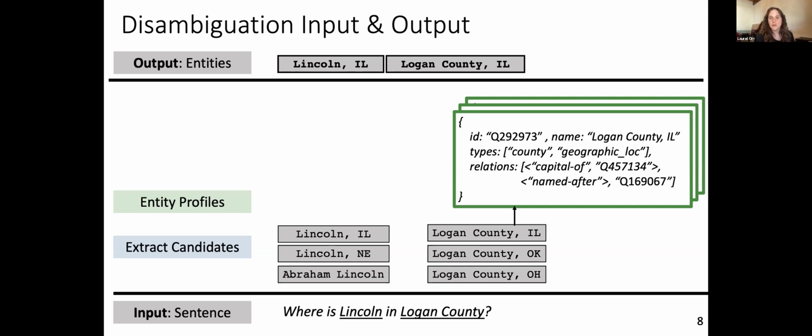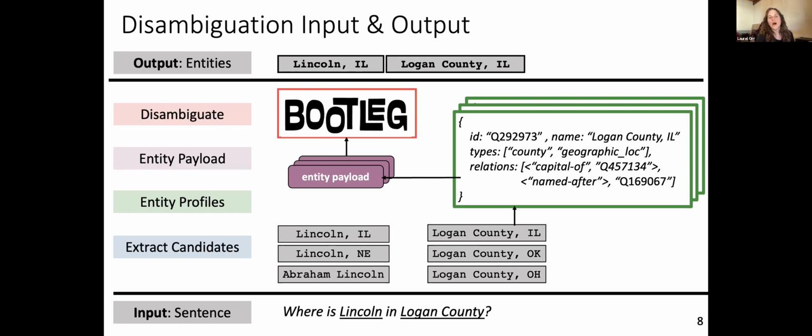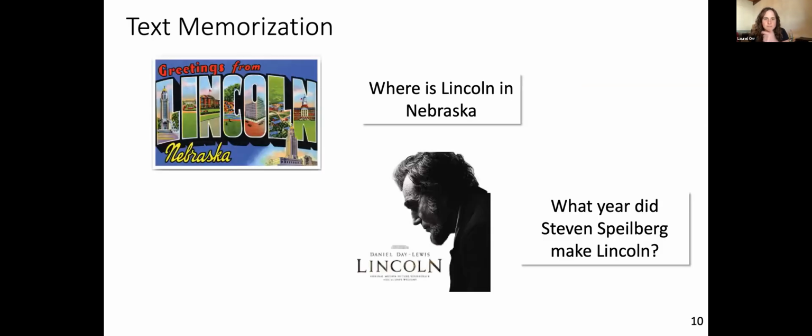So these profiles get turned into entity payloads, which basically get fed into our neural model. And then our model is what's going to output the most likely entity for each mention that we extract in the sentence. So at a high level, this is the inputs, outputs, and the data flow of an NED system. Now we're ready to dive into the most interesting part of this talk, which is these subtle reasoning cues that I hinted at earlier. Disambiguation requires information about individual entities, relationships, and types. Now I'm going to unpack this more with a couple of examples.